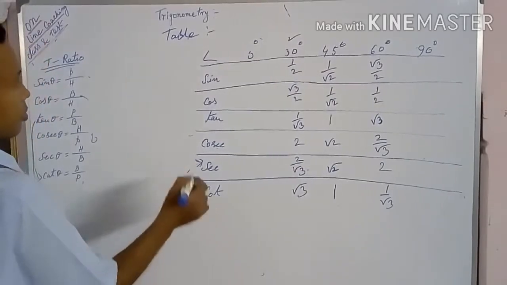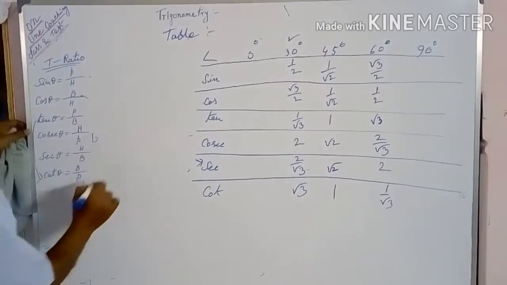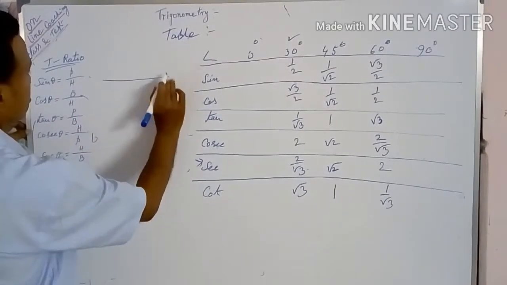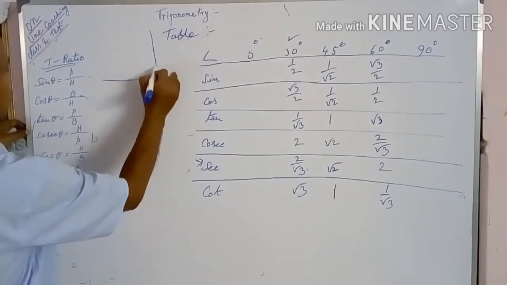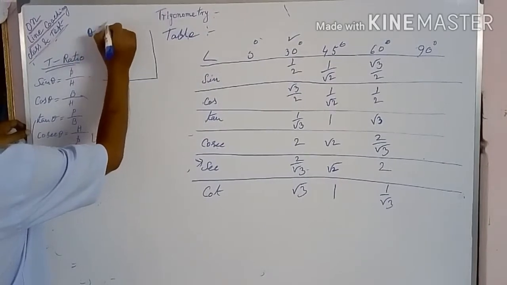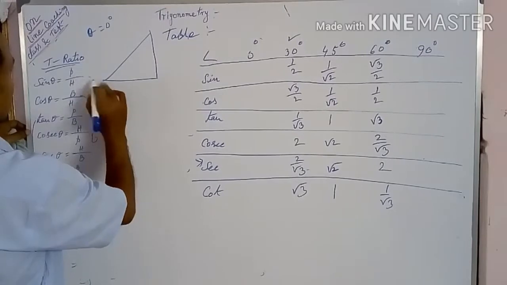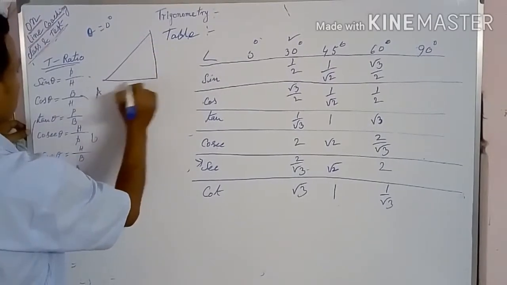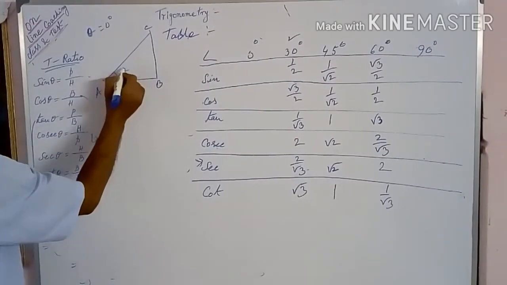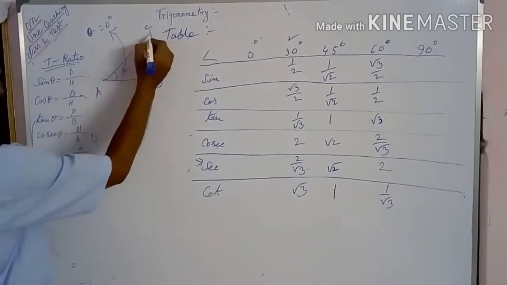Now we will find out the value of sin 0 degree. Theta is equal to 0 degree. I would say this is B, C. This is theta, and this theta will be 0 degree. How can it be possible? If we move in this way.